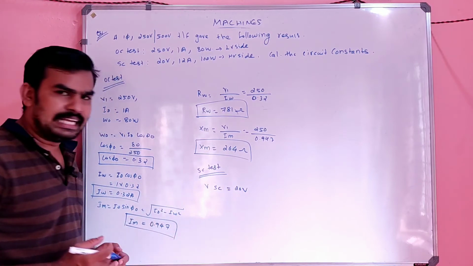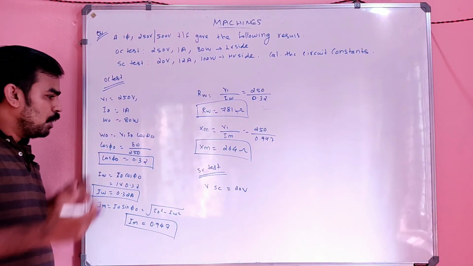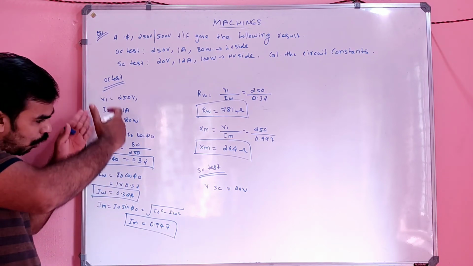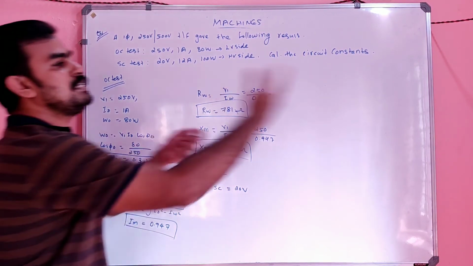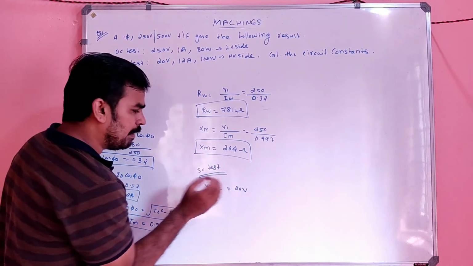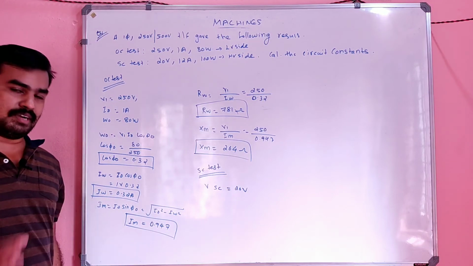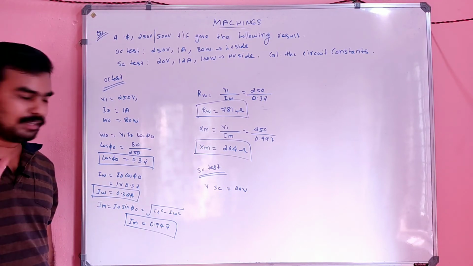This short circuit voltage is referring to the HV side, my dear, HV side. In the open circuit test, we calculated all these parameters with respect to the LV side, right? So it is better to convert the HV side parameters to LV side parameters. That is the thing you have to do now. Did you get my point?